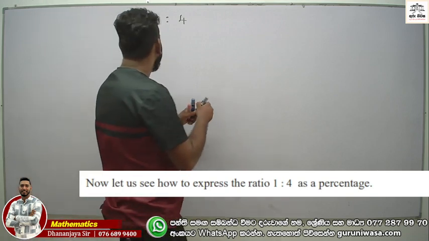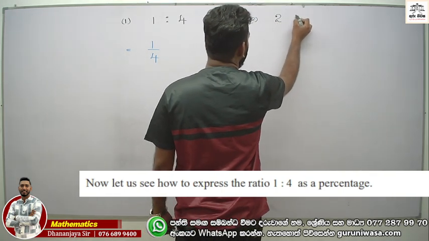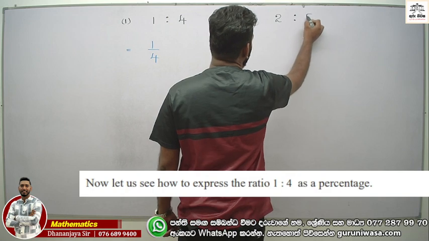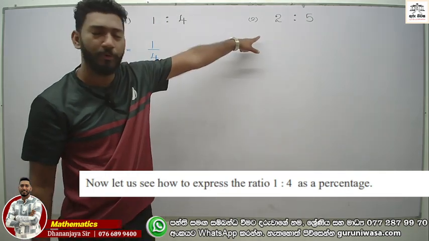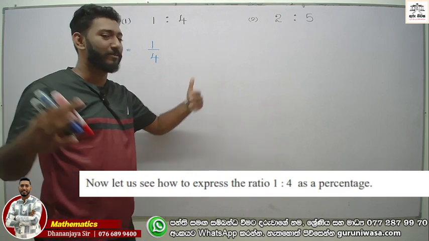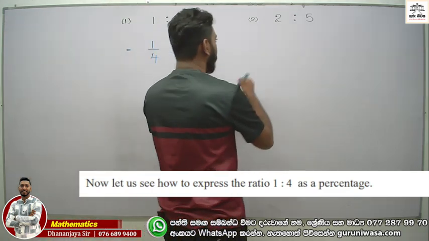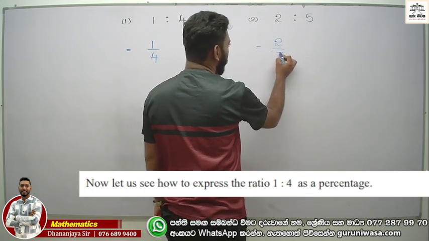Now look at the second example. Tell me, what is the relevant fraction to this ratio? Everyone tell me the answer. 2 over 5. Well done. 2 over 5.